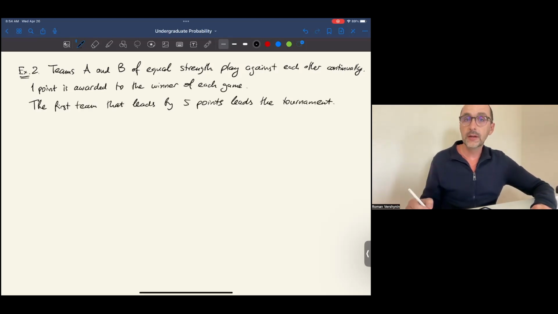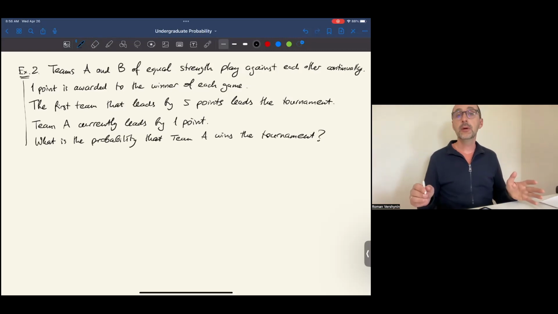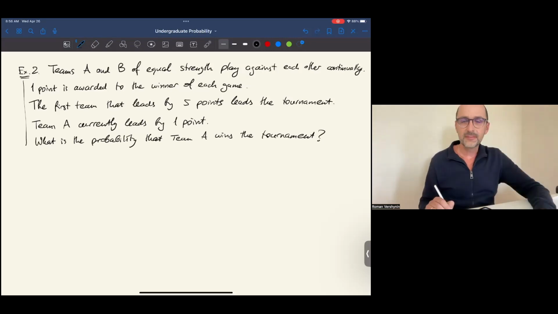Suppose that Team A currently leads by 1 point. So it has a slight advantage over Team B. What is the probability that Team A wins the tournament? We assume also that the outcomes of each game are independent. To solve this problem, we can realize it as a gambler's ruin problem, as a problem about a random walk.